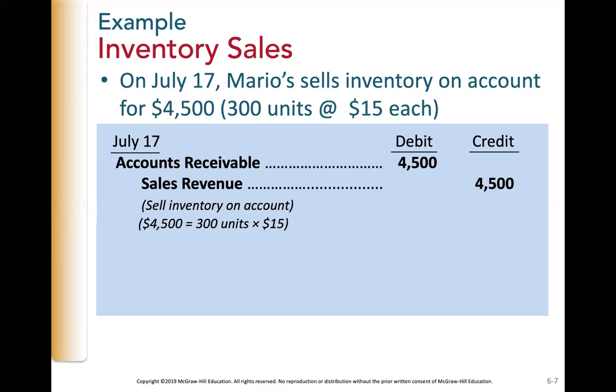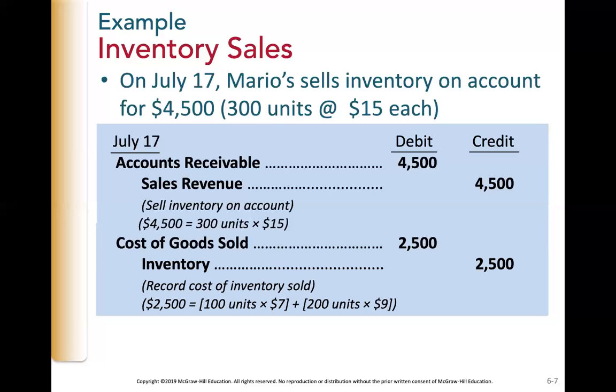In this example, we're going to use FIFO. So we're going to record a cost of goods sold, which is the expense, and reduce inventory by the same amount. How did we get the $2,500? Well, we're using FIFO, first in, first out.